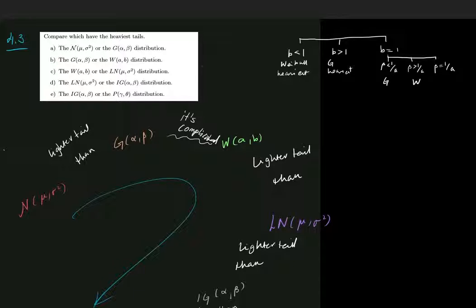However, if they are equal, then once again, it depends on the values of alpha. So if alpha is greater than 1, then the gamma distribution has the heaviest tail. However, if alpha is smaller than 1, then the Weibull distribution has the heaviest tail. And if alpha is equal to 1, then we are able to show that the gamma and the Weibull distribution are completely identical to each other in density. So that just means that there is no difference between these two distributions.